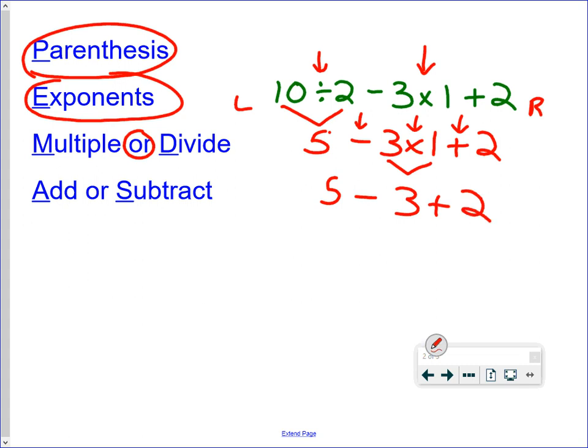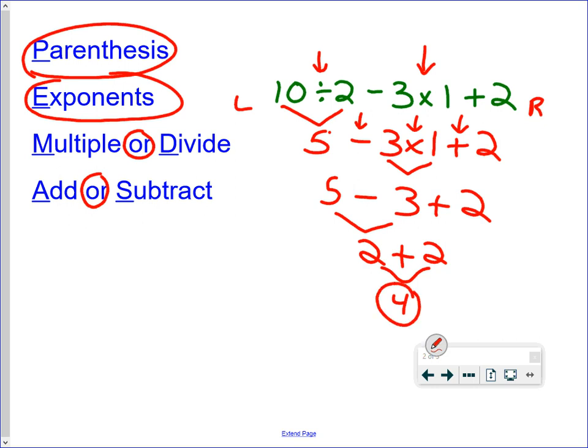Okay? Now, again, you believe the saying, please excuse my dear Aunt Sally, Sally should come before Aunt, but in this case that's not the case, because it's add or subtract, whichever comes first, left to right. And in this case, which one is first on the left? Subtract is first on the left. Since subtract is first, we have to write that down. What is 5 minus 3? Well, it's 2. And that leaves us with just 2 plus 2, which is 4. So the answer to this order of operation problem is 4.